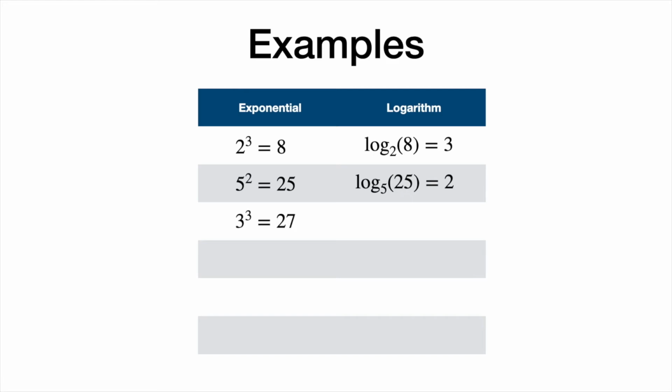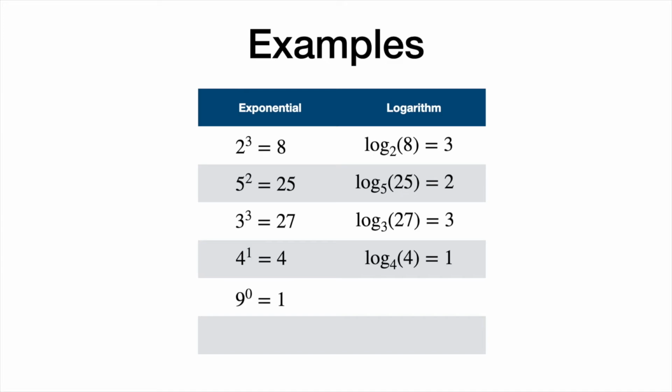3 to the third is 27. So 3 times 3 times 3 is 27. We can also say, what exponent should we raise 3 to in order to get 27? And the answer is 3. 4 to the first power is 4. So you could also ask, what power should we raise a base of 4 to get 4? And the answer is 1. So the log base 4 of 4 is 1.